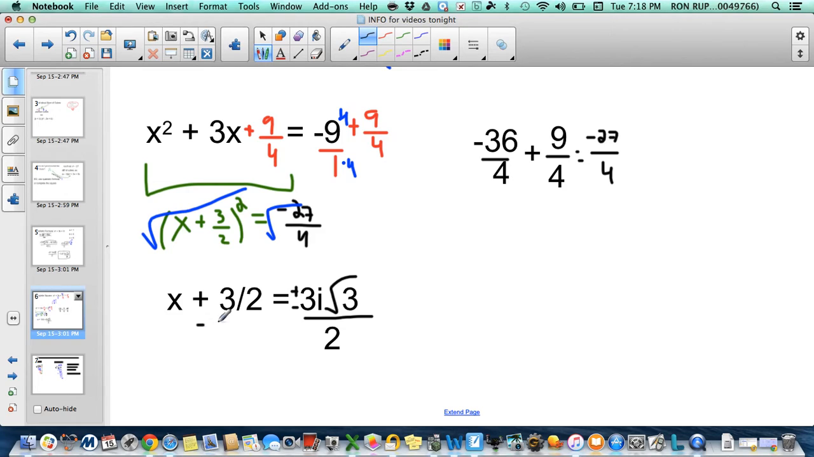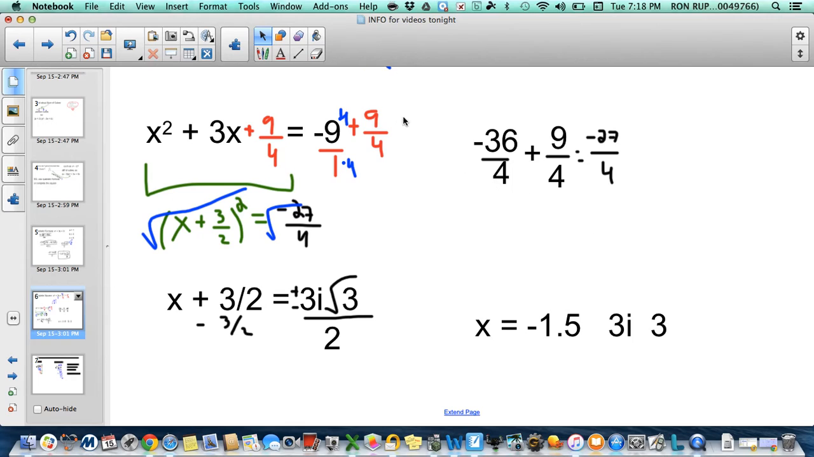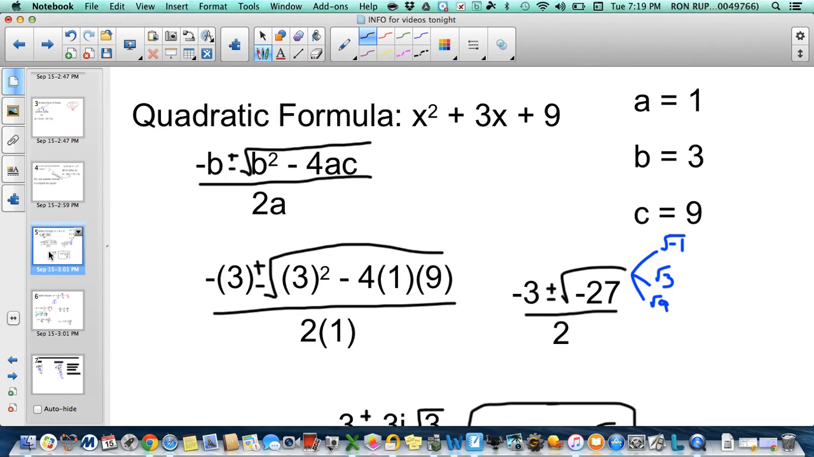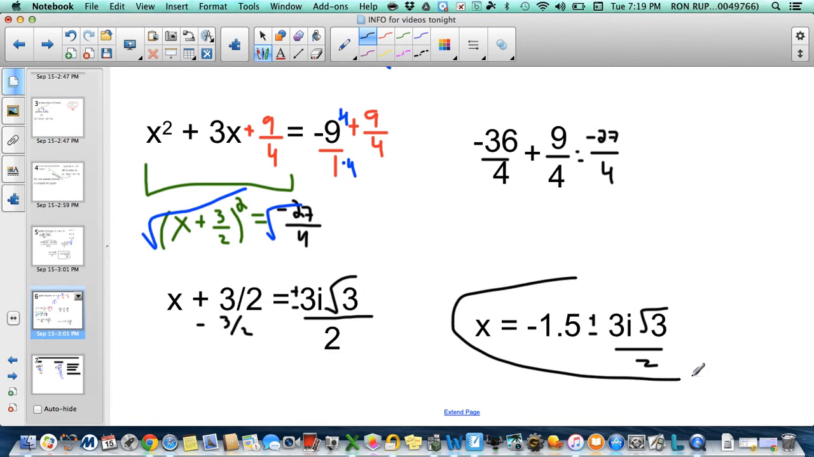And so now we're going to subtract 3 halves. And what's 3 halves as a decimal? I believe it is 1.5. So x equals negative 1.5 plus or minus 3i root 3 over 2. My goodness, wouldn't you know it, we got the exact same answer as when we did the quadratic formula.